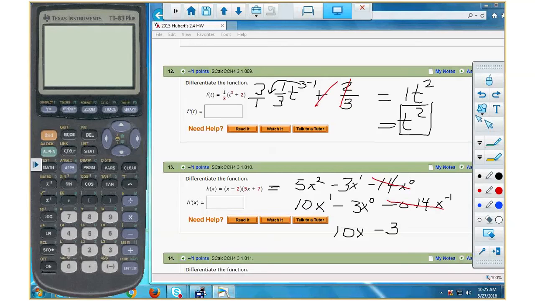Oops. So these are two problems that might mess you up just because of the way they're written. Okay?